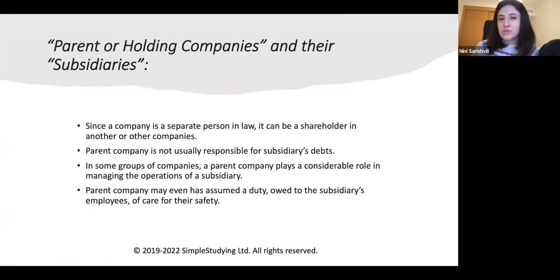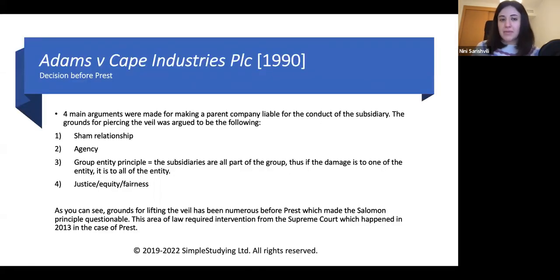The cases of parent holding companies are also about this concept, and it would be useful to have a look at those cases, like Adams versus Cape Industries. Here, four main arguments were made for making a parent company liable for the conduct of the subsidiary, and the grounds for piercing the corporate veil were argued to be the following: sham relationship, agency, group entity principle (the subsidiaries are all part of the group, thus if the damage is to one entity, it is to all the entities), and justice, equity and fairness argument.